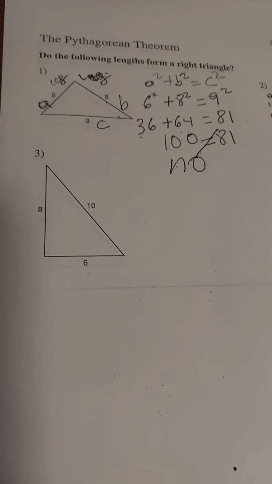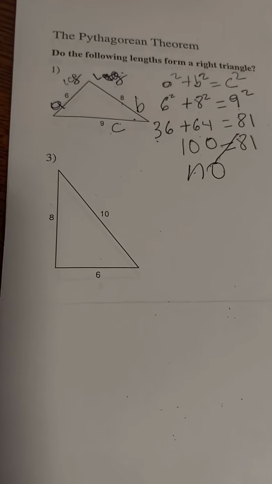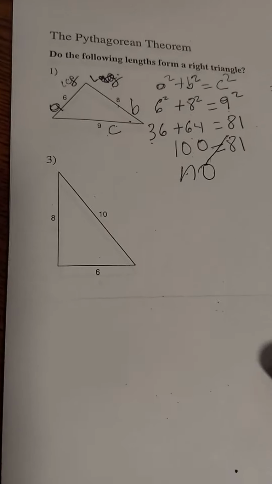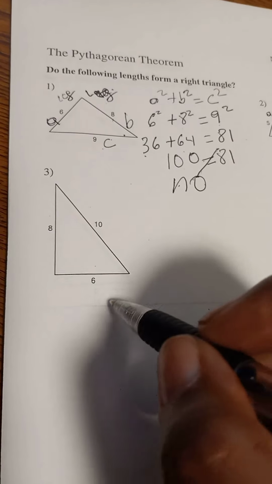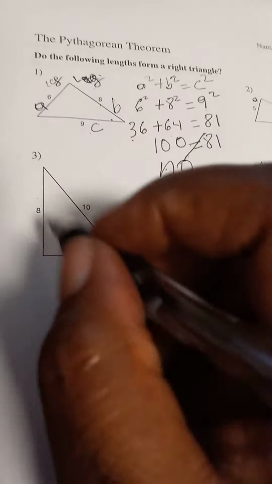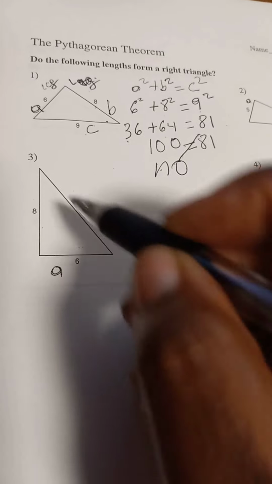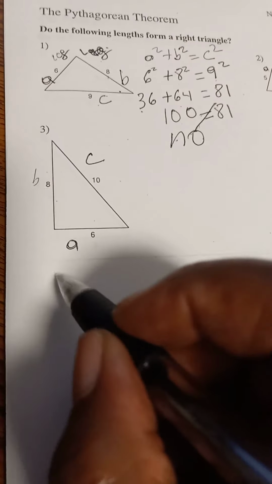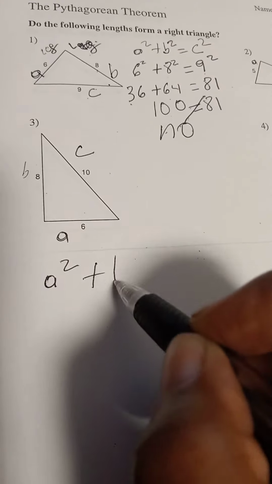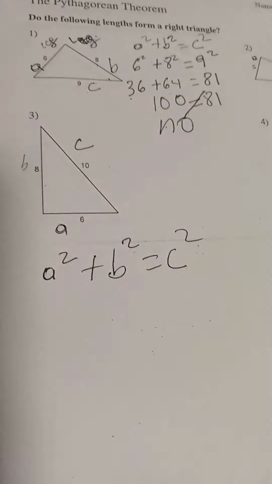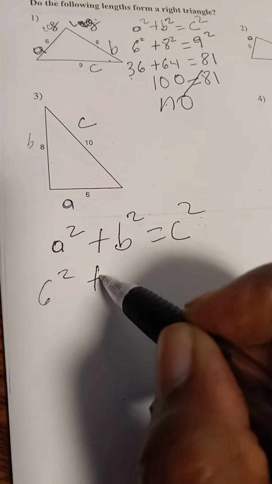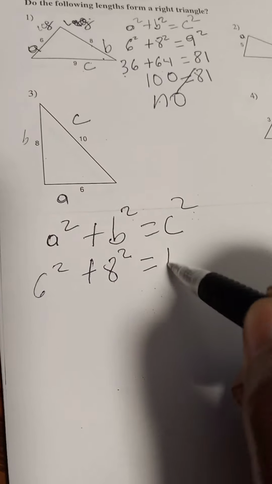Okay, so let's go over here to the third one. And you could pause the video and go ahead and work it out, and then you could come back to the video. So here we have 6, 8, and 10. So we already know our short sides. I'm going to label this A, B, and C. So now we have A squared plus B squared is equal to C squared. My A is 6 squared plus 8 squared is equal to 10 squared.